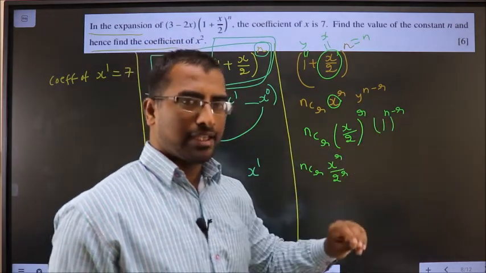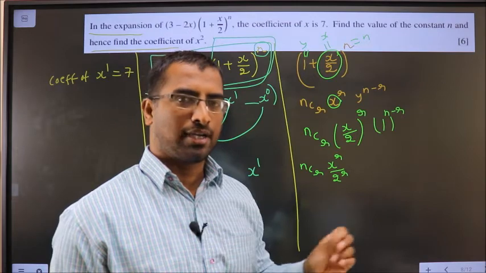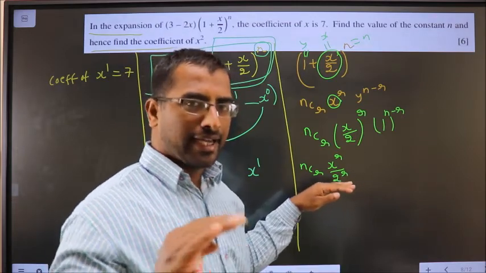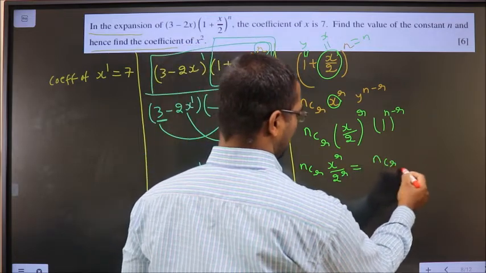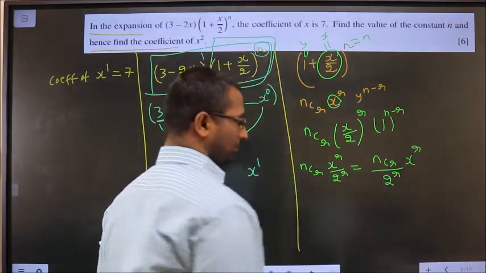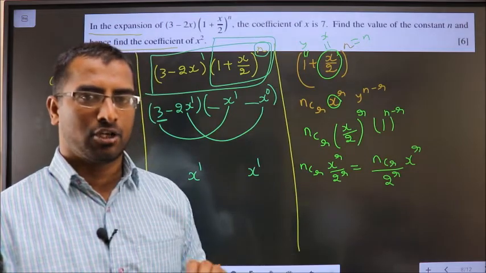1 power anything is 1, so whether you write or don't write, it doesn't make any difference. So I am not writing. Next, write x at last. So this is nothing but nCr by 2 power r x power r. The general term cannot be simplified further, so I stop there.